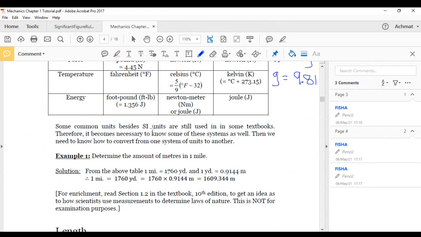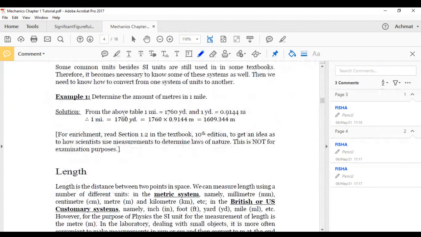But if you have to do this, you must know what the conversion factor is. Say, for example, let's take this as an example. If I want to ask you to determine the amount of meters in 1 mile, a person moved for 1 mile, and you want to work out a calculation involving that distance, then it must be in meters. So you must first convert the mile to meters.